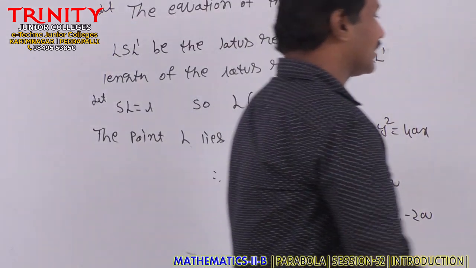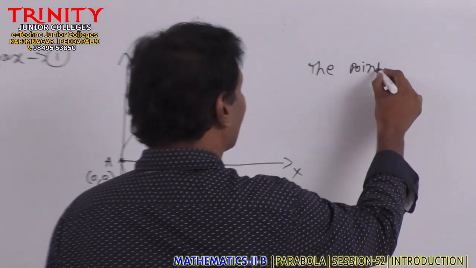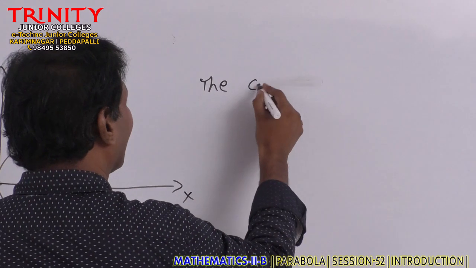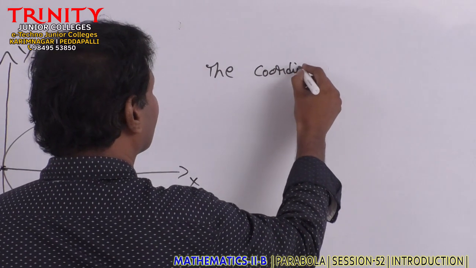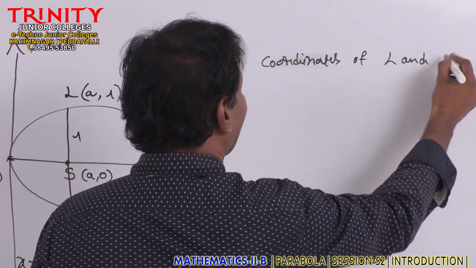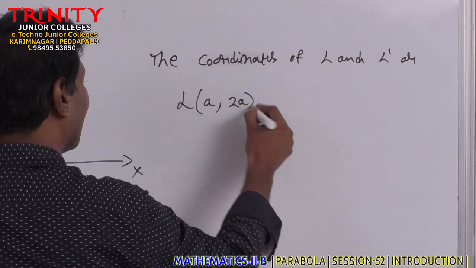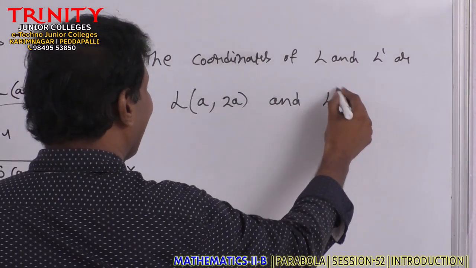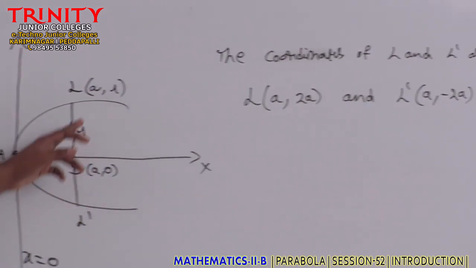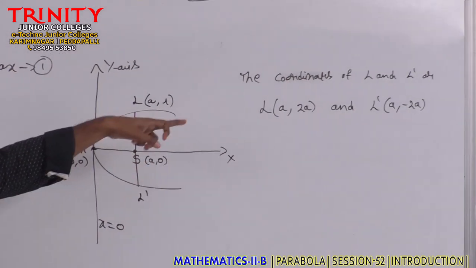Therefore, the coordinates of L and L dash are L (a, 2a) and L dash (a, minus 2a). These are the points on the parabola. These are the ends of the latus rectum.